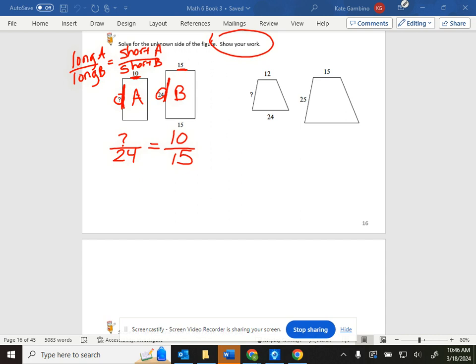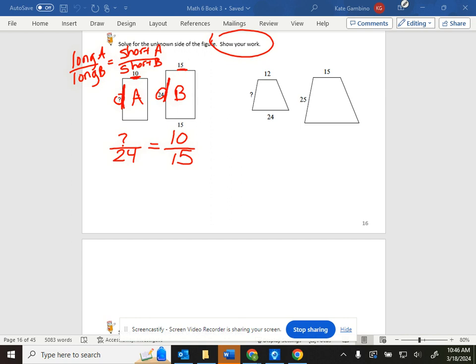Well, noticing that the 15 can be divided by 5, so it's 24, and that number can be divided by 6. That's simplifying. We're not working on simplifying. You're right, they're both multiples of 5, but we don't want to simplify right now.